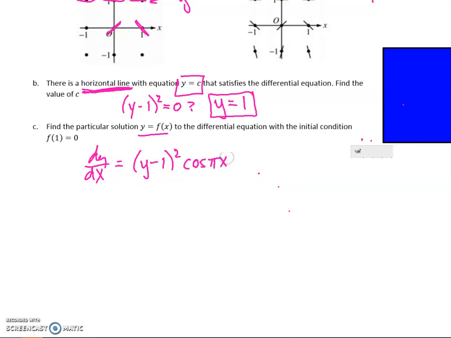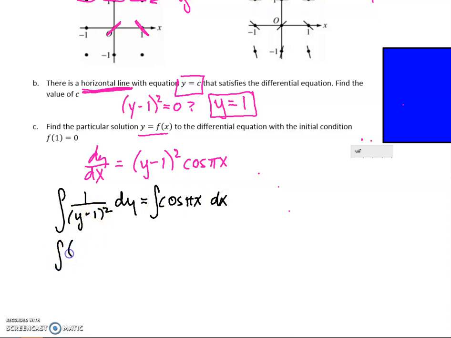This is a little involved, so let's see what this looks like. We're going to separate the variables: 1 over y minus 1 squared dy, and then cos pi x dx. So integrate both sides. This guy's a little messy. I would probably rewrite this as y minus 1 to the negative 2 before I integrate it.